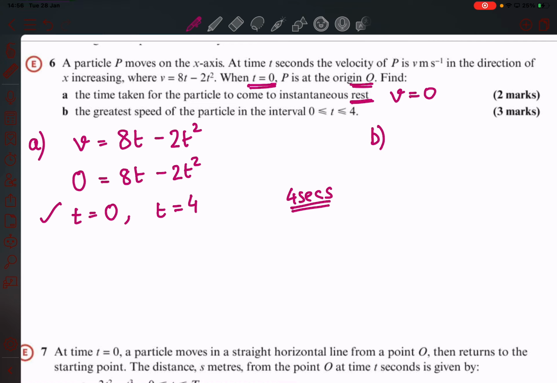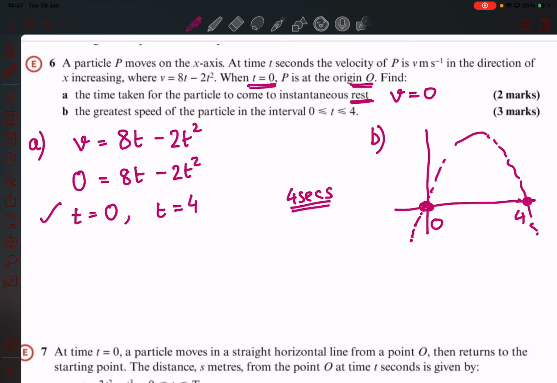For part B of the question, we need to find the greatest speed of the particle. So drawing a graph always helps. This is a negative quadratic, so you have to pay attention to detail here. It is a negative quadratic, which means we're doing an upside down U this time. And we know the roots. The roots are 0 and 4, which means the quadratic should go something like this. So you have your first root here and your second root here.